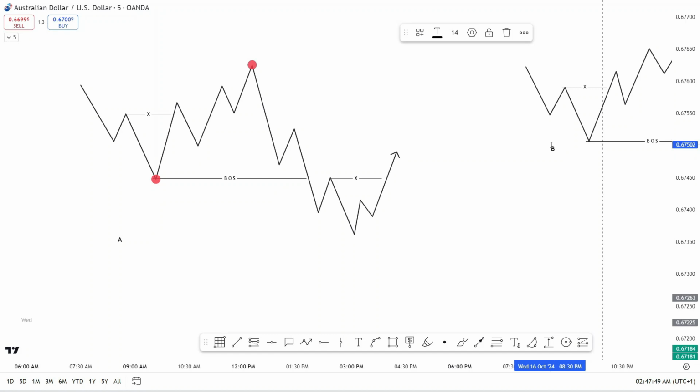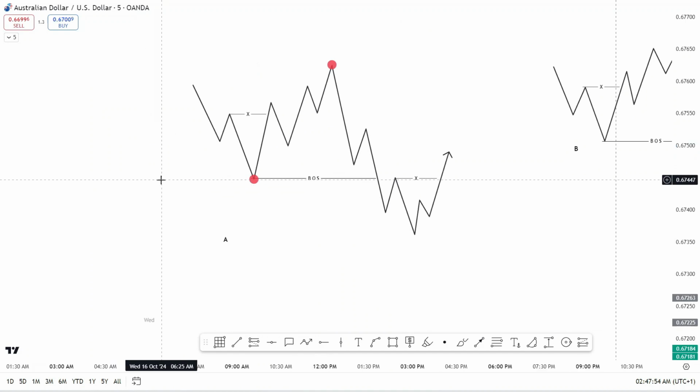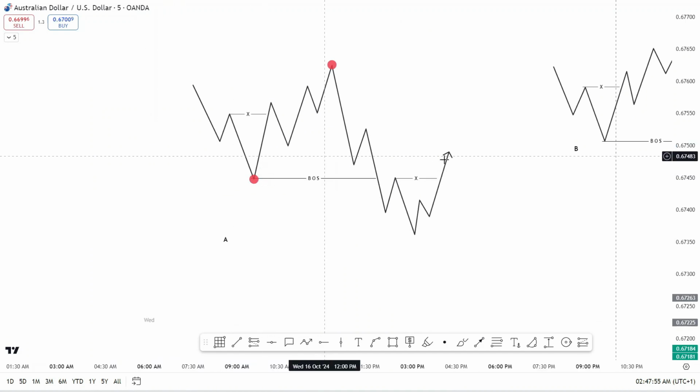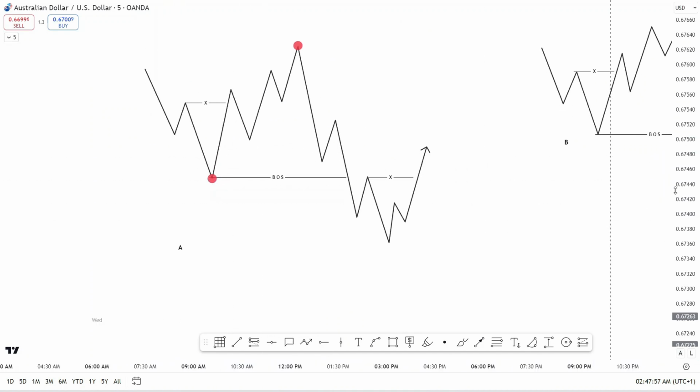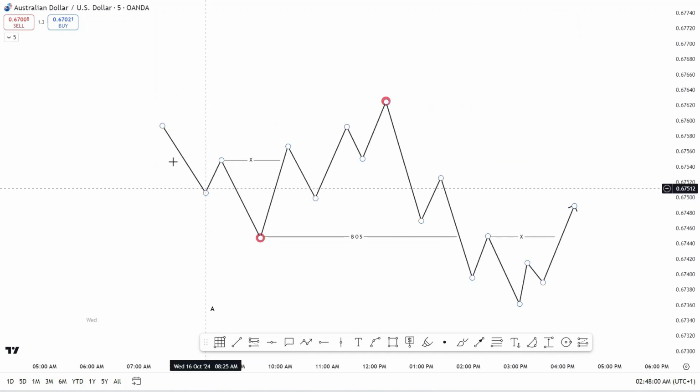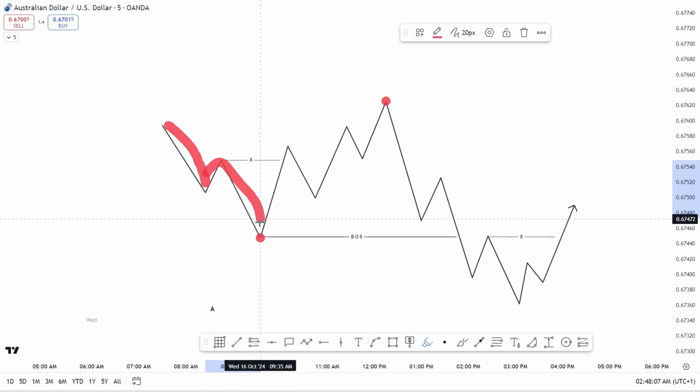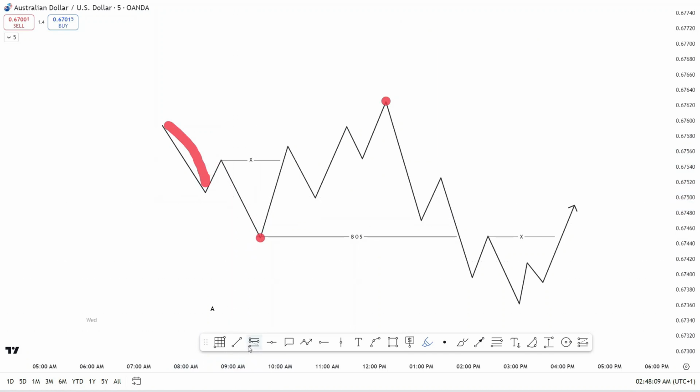The first thing that we must pay attention to when it comes to order flow trading is we must first of all identify the break of structure zone. Price started coming from this high, meaning price is now bearish, right? So what do we have? We have a break of structure right here.